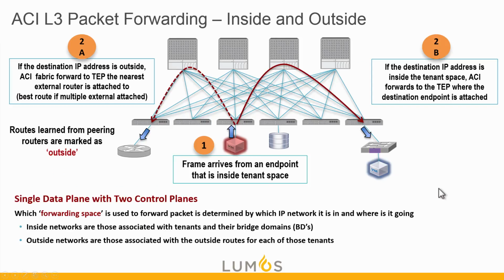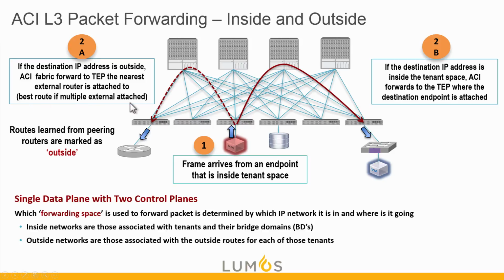So one of the things we want to take a look at is how packets forward from inside and outside the fabric. First of all, we've already taken a look at what happens on the inside. If the destination IP address was inside the tenant space, then from the inside to the inside, ACI is going to forward it to the tunnel endpoint where the destination endpoint is attached and learned. But if the destination was outside the fabric, then ACI will forward it to the TEP that's nearest to the external router, and it's going to use the best route or longest match if multiple external routes are attached.